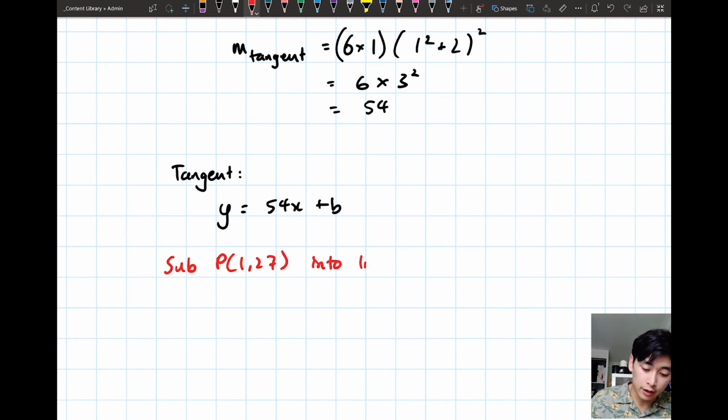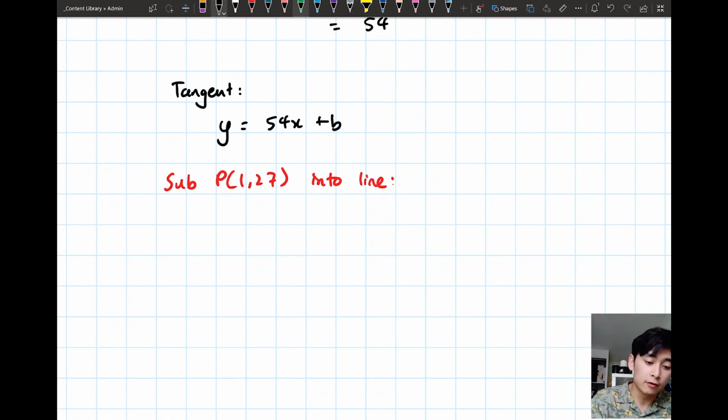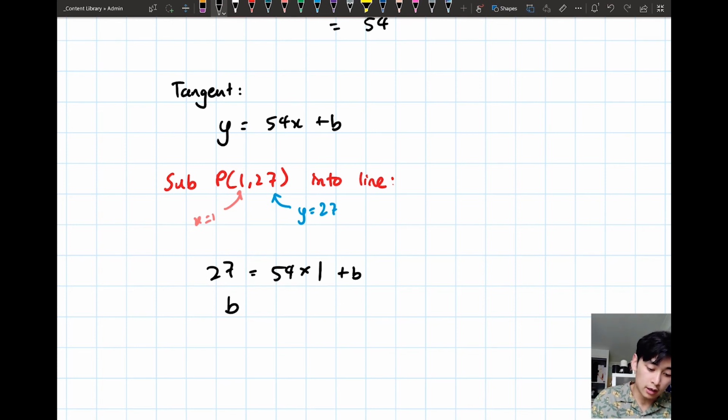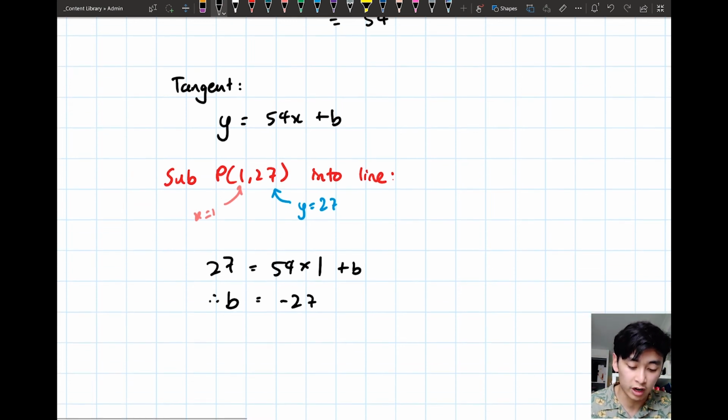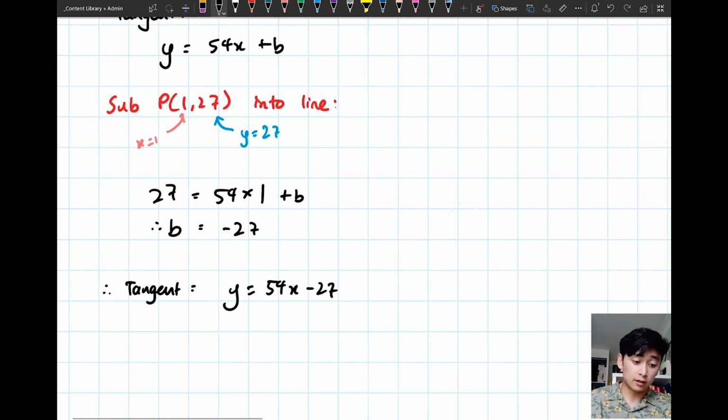into the line. So what's my x value from this point? x is equal to 1, and my y value is 27. So I'm going to substitute that in. I get 27 is equal to 54 times 1 plus b. And so therefore b is equal to negative 27 when you rearrange this equation. So therefore my tangent is y is equal to 54x minus 27. Okay, that's the first part, my tangent.